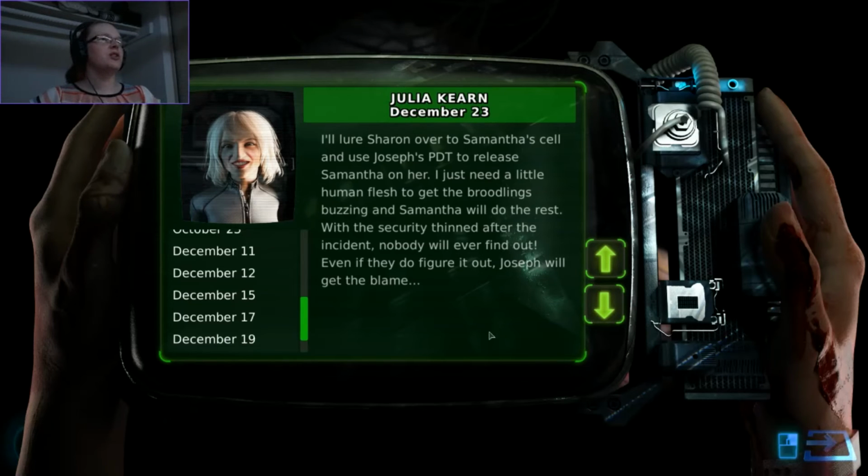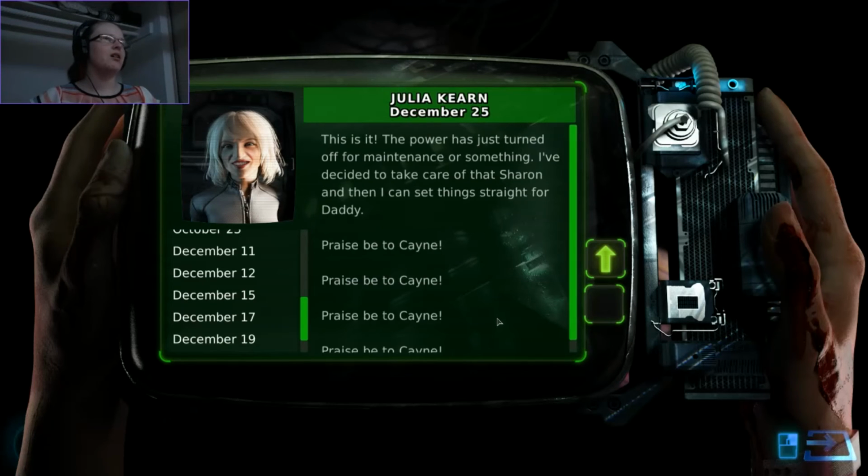I'll lure Sharon over to Samantha's cell and use Joseph's PDT to release Samantha on her. I just need a little human flesh to get the broodlings buzzing, and Samantha will do the rest. With the security thinned after the incident, nobody will ever find out. Even if they do figure it out, Joseph will get the blame.